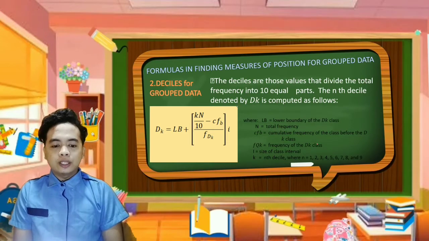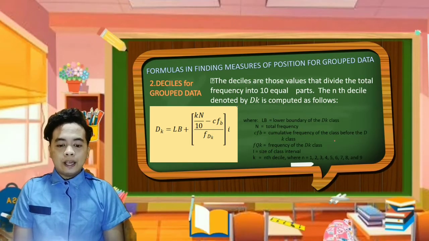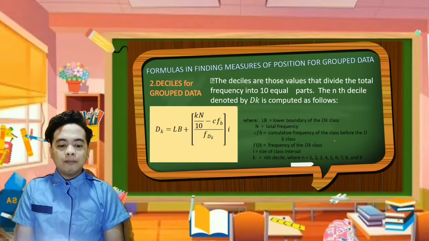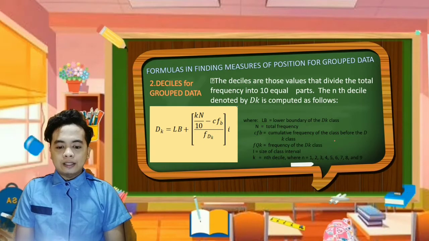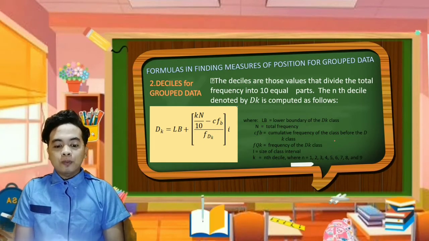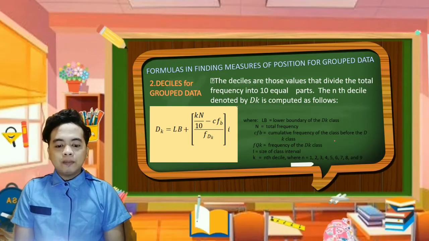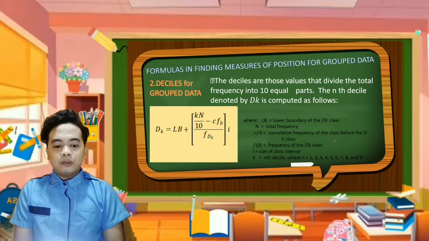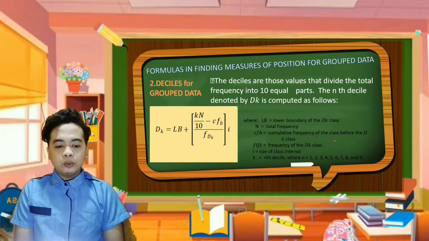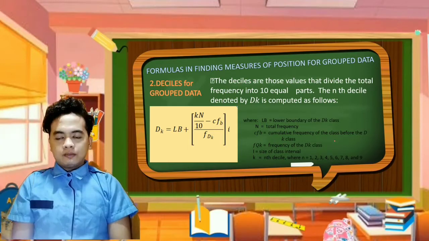the lower boundary of the Dk class, where n is the total frequency, CFb is the cumulative frequency of the class before the Dk class, FDk is equal to the frequency of the Dk class, i is the size of the interval, and k is the kth decile where k is equal to 1, 2, 3, 4, 5, 6, 7, 8, and 9.